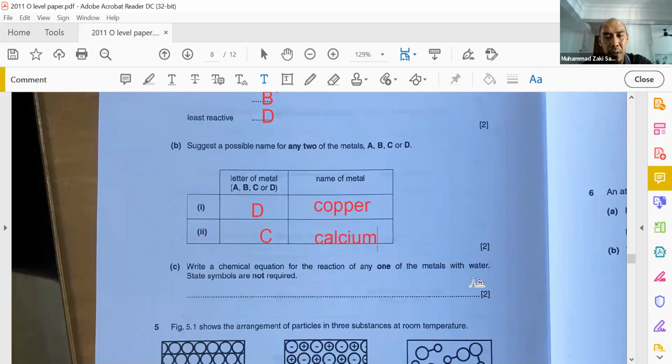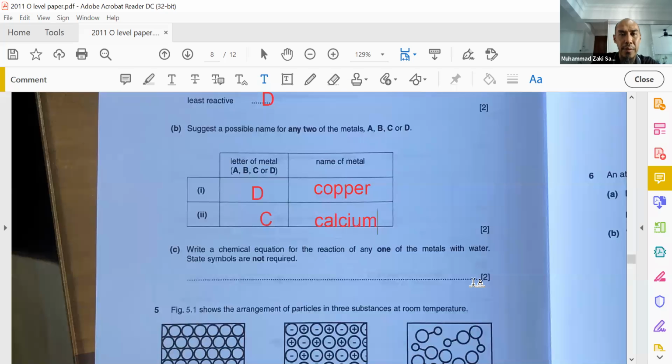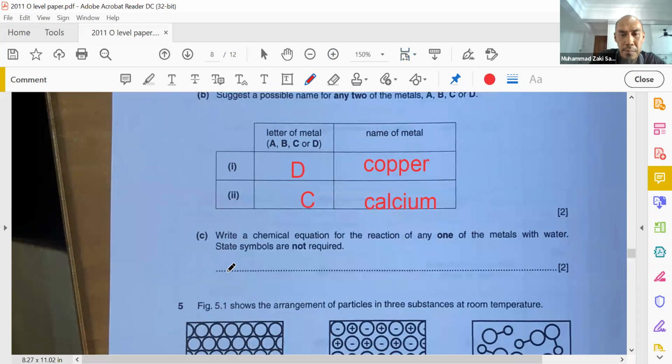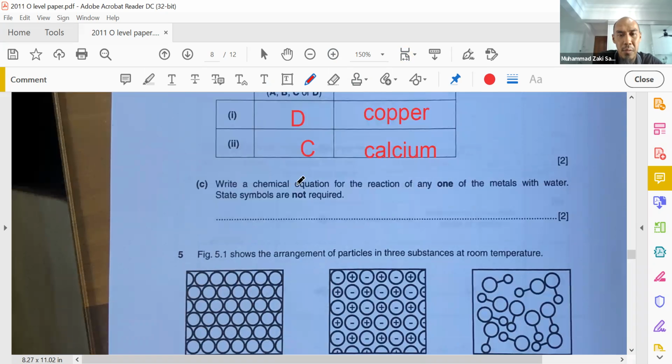Okay. Write down the chemical equation for one of the metals that react with water. Let's choose C. Calcium reacts with water. State symbols are not required. They put it there, not required, so it saves you a lot of time. So there are 2 marks here. The first mark can be obtained by writing down the correct chemical formulae, calcium plus water. This one is simple, but the next one is a little bit difficult.